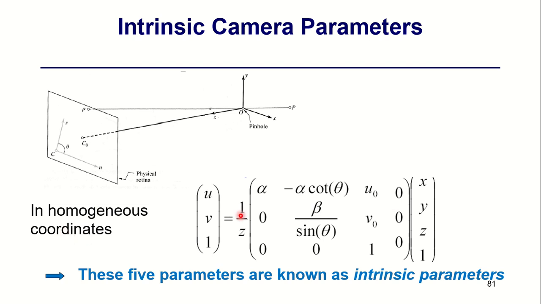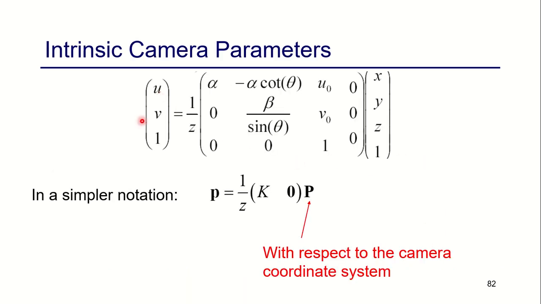And in homogeneous coordinates, this is the matrix for the intrinsic camera parameters, where we have the 5 parameters which are known as the intrinsic parameters. The U, V, X, Y, Z. So it is a simpler form of notation: P equals 1 by Z, K, 0, into K0 matrix into P. With this P is with respect to the camera coordinate system, that is X, Y, Z, 1. This is K0. This is your K and the column 0.